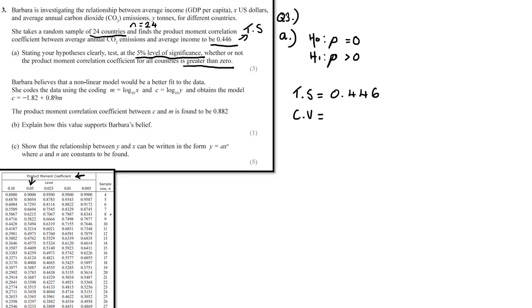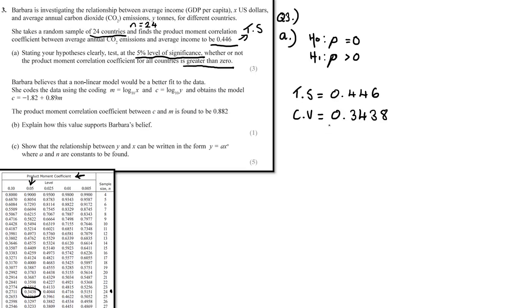We now need to know what row we look through. That's given by the sample size n, and we said n is 24. So we go down to 24, which is here, and we go across until we intersect with our 5% column, which is this value here of 0.3438. And what we do now is compare the test statistic to the critical value, and see whether it's greater than or less than.